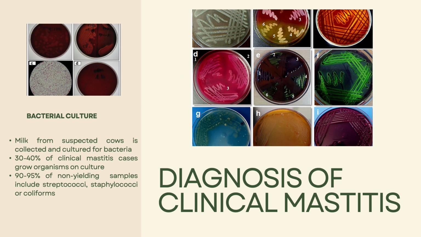Clinical mastitis is best diagnosed with a bacterial culture. So milk from suspected cows is collected and then cultured for bacteria. Around 30 to 40% of clinical mastitis cases grow organisms on culture. So not every case of clinical mastitis is going to show bacterial growth. And about 90 to 95% of non-yielding samples do have streptococci and staphylococci, or coliforms. So even if it doesn't show up on the plate, that doesn't mean that there's not a bacterial infection present.